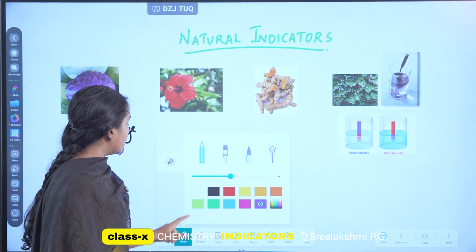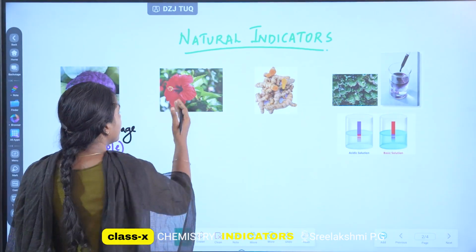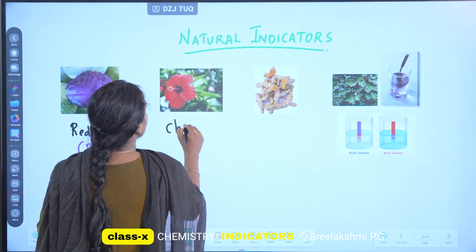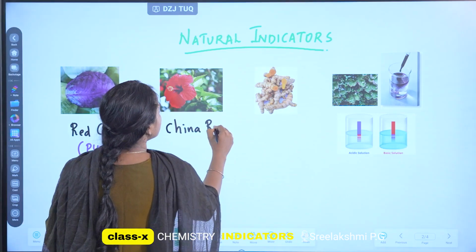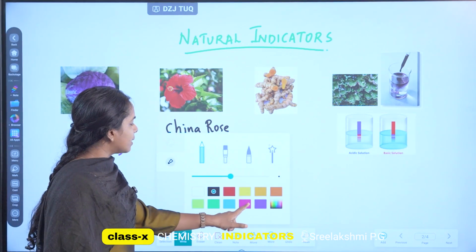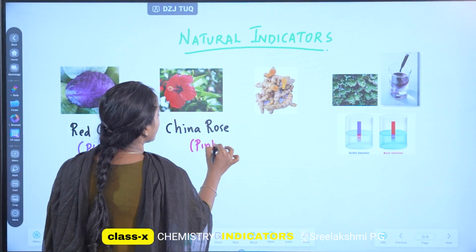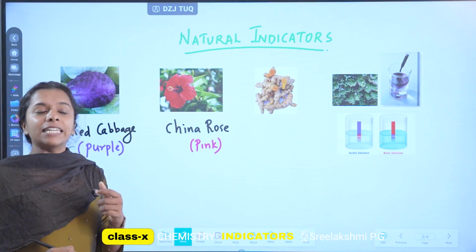And the second one is China rose or hibiscus, anything you can call it. Its name is China rose. What is the color? It looks like red color, but we will consider this a pink color. So the color of China rose is pink.